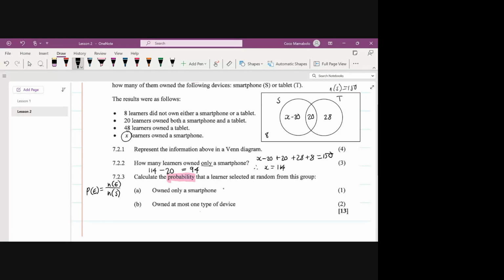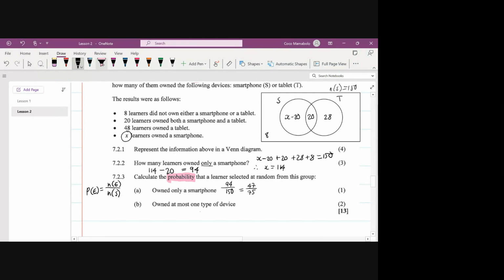So we know that the probability of owning only a smartphone would be 94 over 150. And we need to reduce that. We do not leave any of our fractions this way. You need to make sure that it's the simplest fraction that you can get. So 47. All right. Oh, B. Okay. All right. Let's talk about what they mean here.